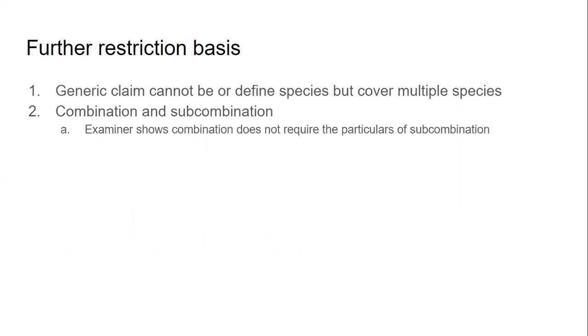So then, further restriction bases. A generic claim cannot define species, but it can cover multiple species, so there may need to be an election out of those species. There are then subcombinations and combinations. An examiner must show that a combination does not require the particulars of a subcombination, and a subcombination has to be able to stand alone in utility.